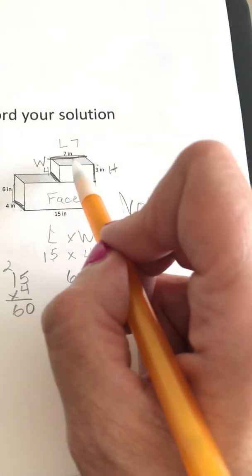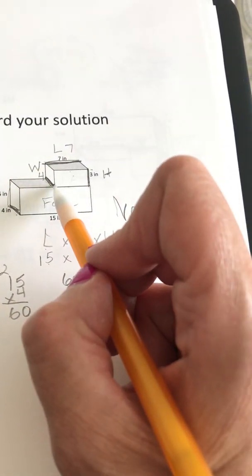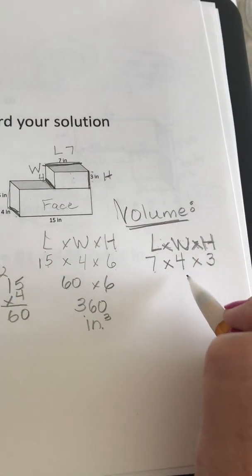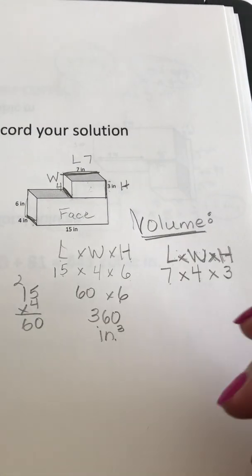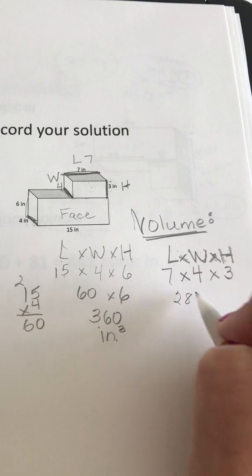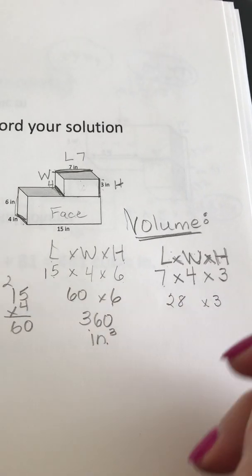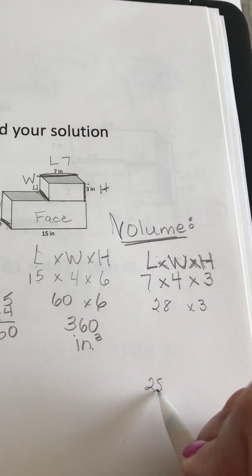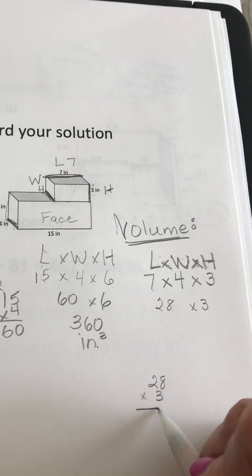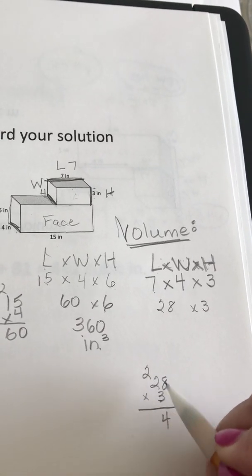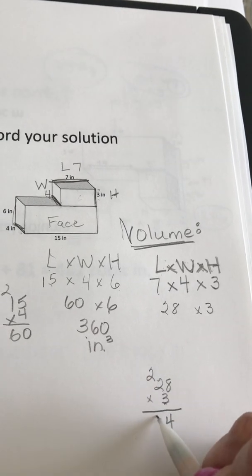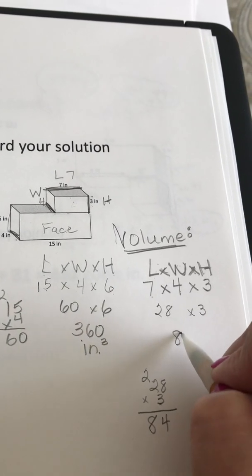For this one, 7 times 4 times 3. Okay. 7 times 4 is 28. 28 times 3. And if we don't know that off the bat, then we come down here and we figure it out. 8 times 3 is 24. 2 times 3 is 6. Plus 2 more is 84.